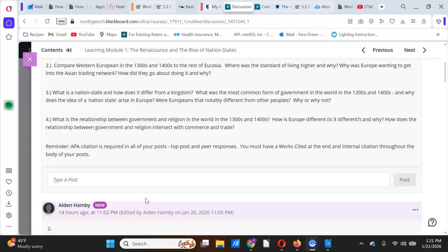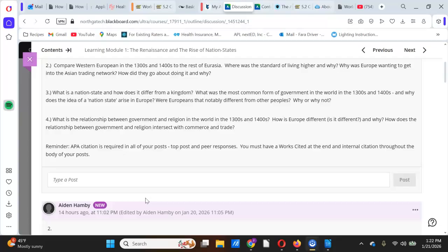Were Europeans that notably different from other peoples? Not really. If you look back in the histories of China, India, the Persian Empire, you'll see a lot of the same thing happen. It's just that it happens much earlier. For Western Europeans, they're behind the times, literally, because they lost the Western Roman Empire in the 400s and then had to deal with putting themselves back together, which literally takes about 800 years.